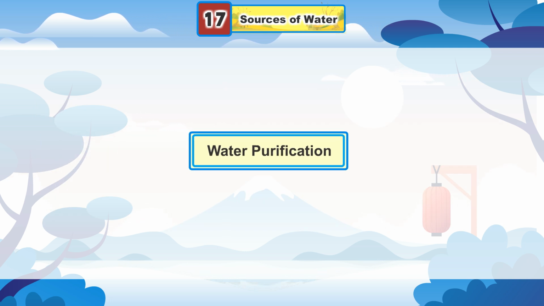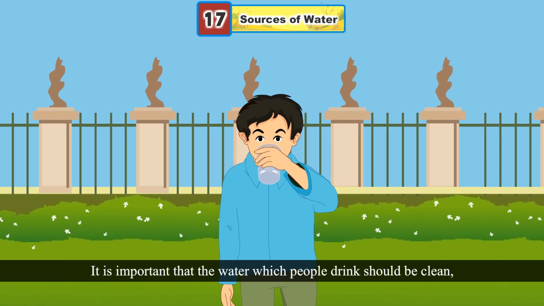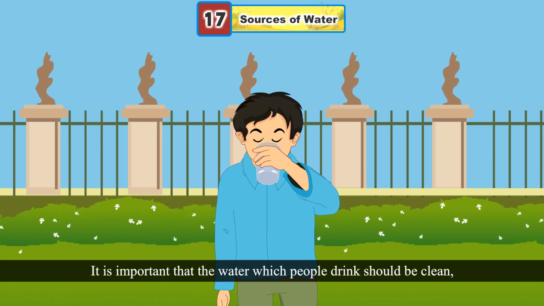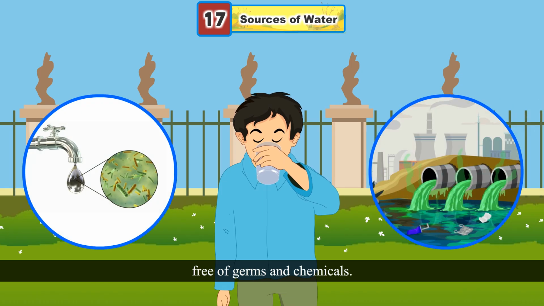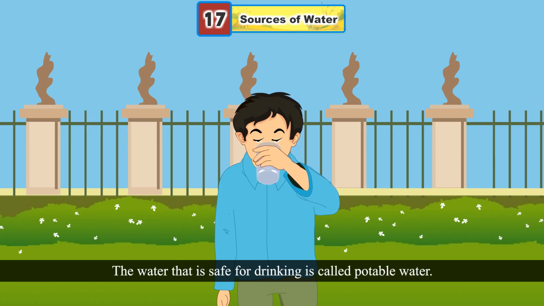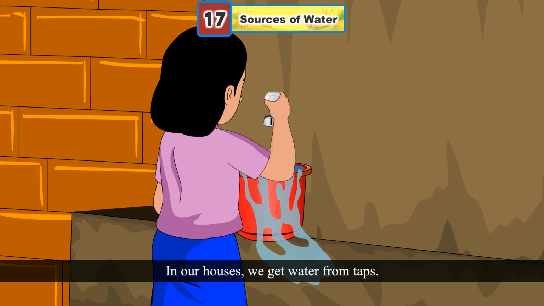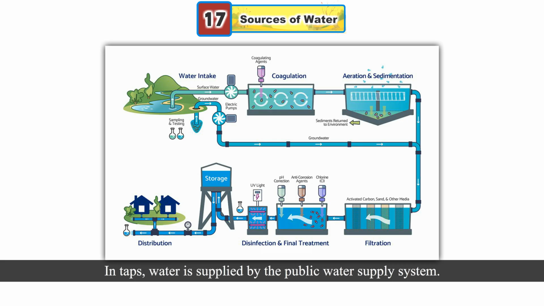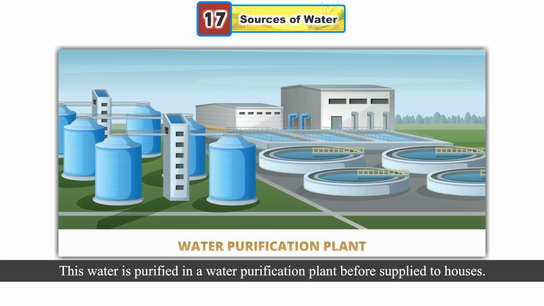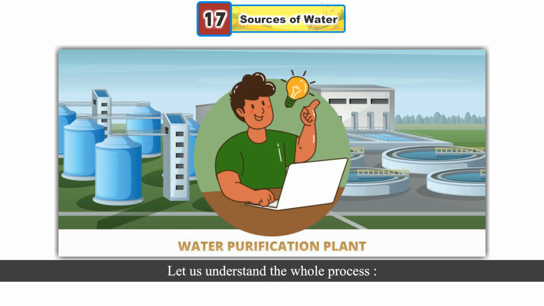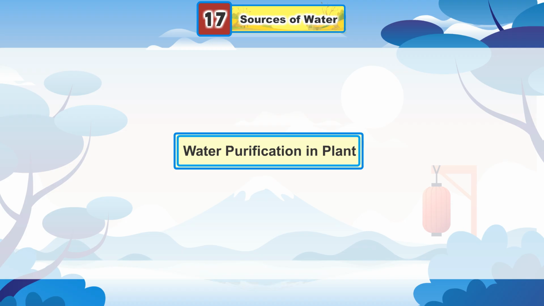Water purification. It is important that the water which people drink should be clean, free of germs and chemicals. The water that is safe for drinking is called potable water. In our houses, we get water from taps. In taps, water is supplied by the public water supply system. This water is purified in a water purification plant before supplied to houses. Let us understand the whole process.